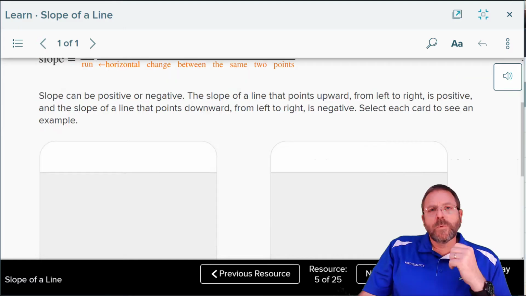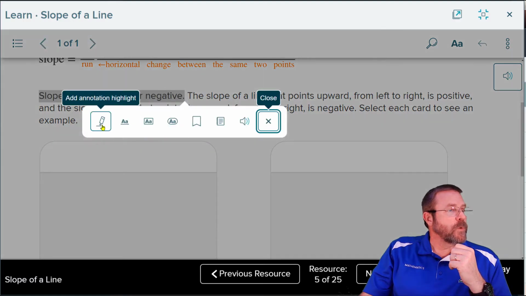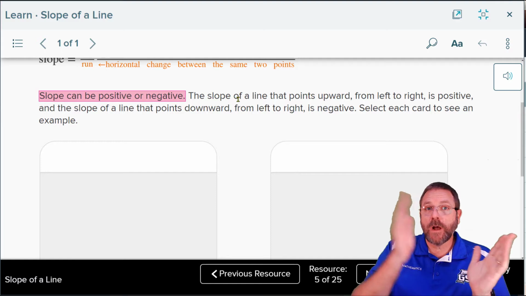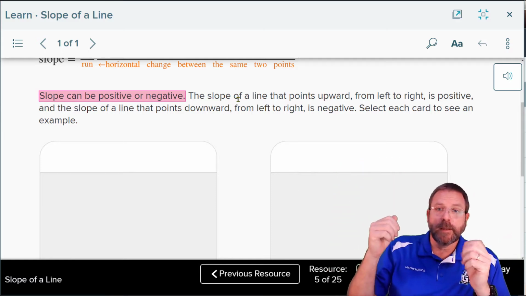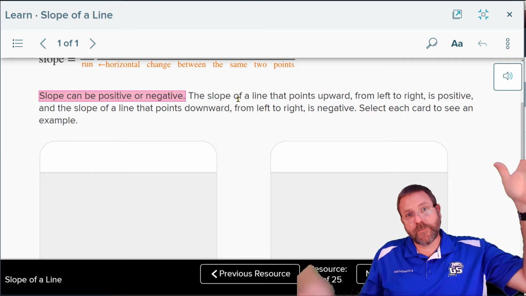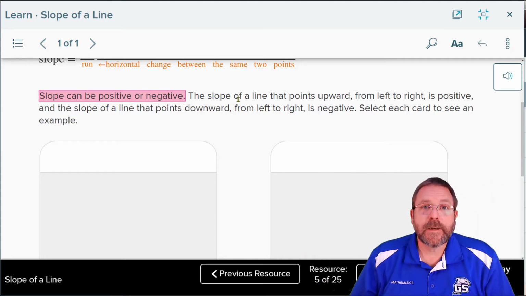It's that simple. Now we do need to point out that a slope can be negative as well. We're going to highlight that as important. The slope of a line that points upwards from left to right is going to be a positive slope. But if it goes down from left to right, that's going to end up being a negative slope.